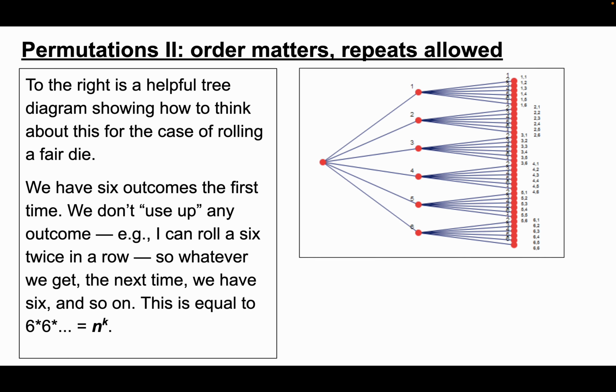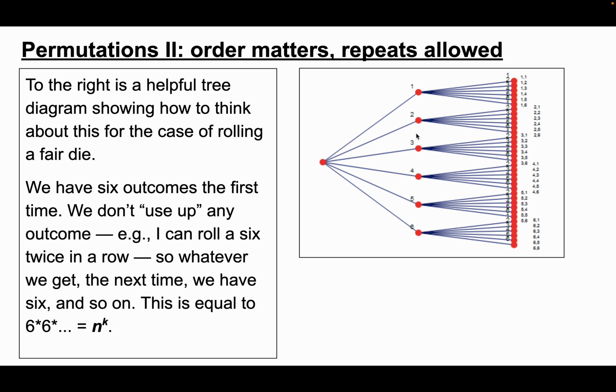So here's a tree that might help you think about this in the case of rolling a fair die. Imagine that this represents you rolling, and you could roll a 1, a 2, 3, 4, 5, or 6. So you have 6 possible outcomes the first time, and you don't use up any outcome. So you could roll, for instance, a 6 and then roll a 6 again. Every time you roll, you've got 6 options, and that doesn't affect your number of options the next time.